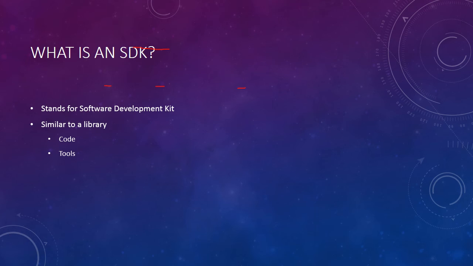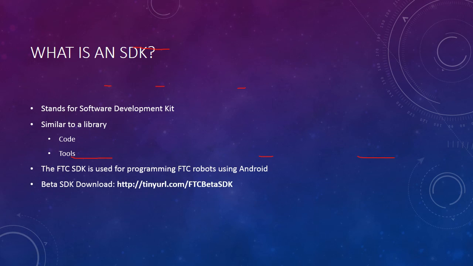The FTC SDK is used for programming FTC robots using Android, and you can download a beta version of this SDK here. Just remember that it's a beta version and not the main release, and when that comes out, you should use that and not the beta.